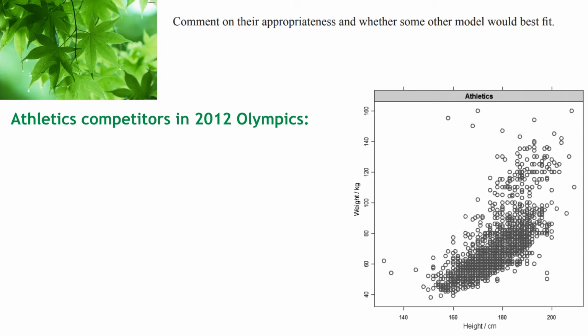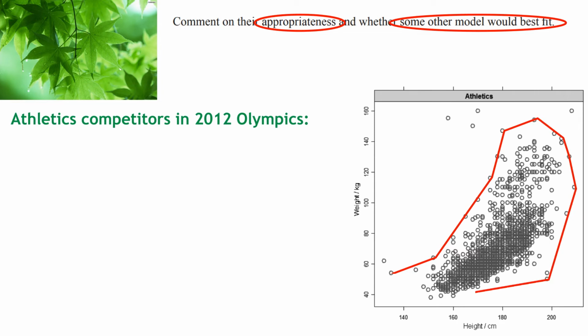So for our athletics competitors, what I want to do with the graph is I want to draw a line around the data, kind of enclosing the data to get enough feel for what the trend looks like. Kind of like joining the dots. The only thing is, there's a few data values that are kind of outliers that I'm just going to leave off. I'm not going to worry too much about them because I want to get a feel for where the bulk of the data is going.